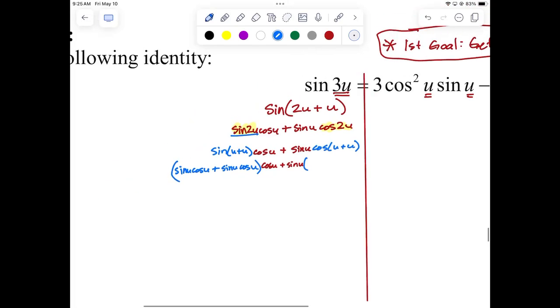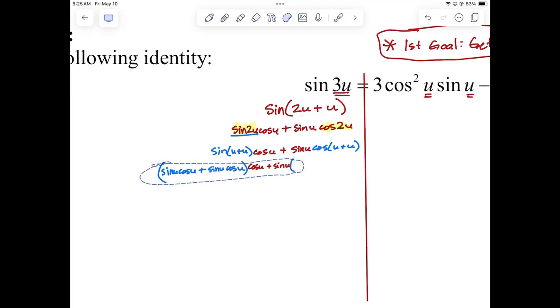Okay, we might need to move this over a little bit. I need more room here. That's a good thing about Notability. We can just move it over. All right, and then cosine of u, that's cosine of the first, cosine of the second. Change signs, sine of the first, sine of the second.